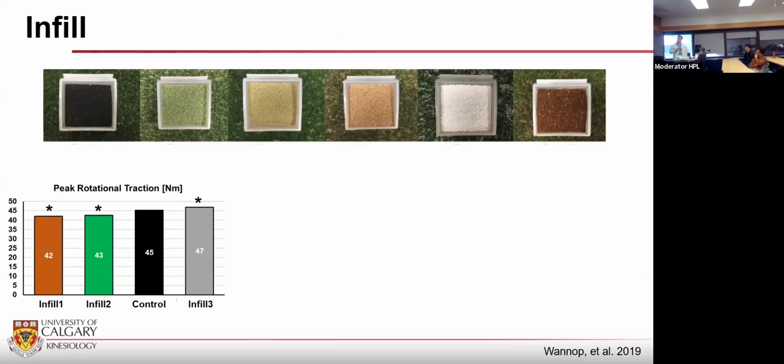The next aspect we wanted to look at was infill. We've tested a bunch of infills over the years. The control is simply the black rubber infill that's commonly used, but we tested a bunch of different synthetic materials as well as some organic materials. First, just looking at how changing these infills alters the rotational traction, we could see specific infills do significantly reduce that rotational traction. As well, by changing the infill, we can increase that rotational traction. So altering the infill can change the traction properties of these surfaces.